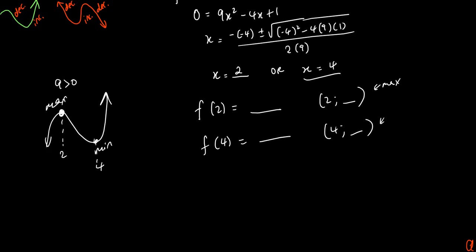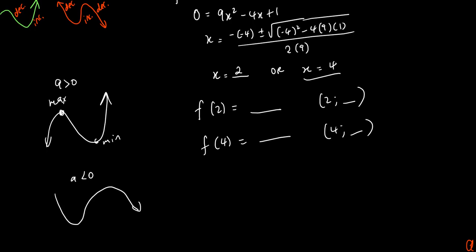I repeat again, you check the value of a. The value of a will tell you that we start with a maximum and then go to a minimum. And if a is less than 0, it will tell you that we start with a minimum and then a maximum. Since here you have 2 and 4, the smaller x value is the first point, and then the bigger x value is the second point.